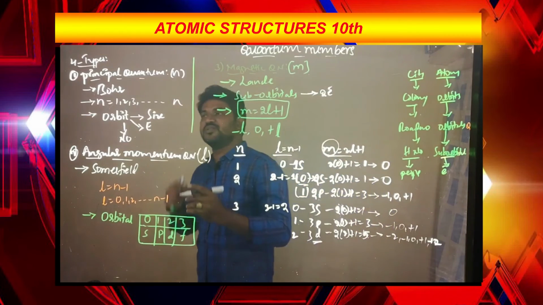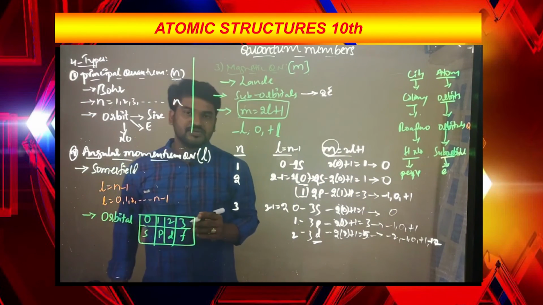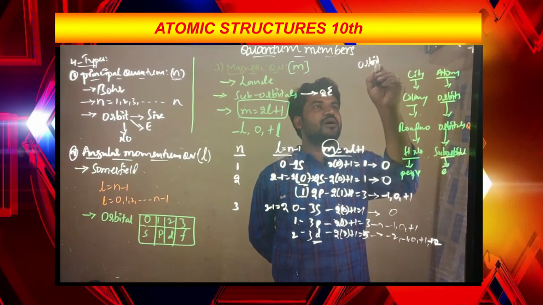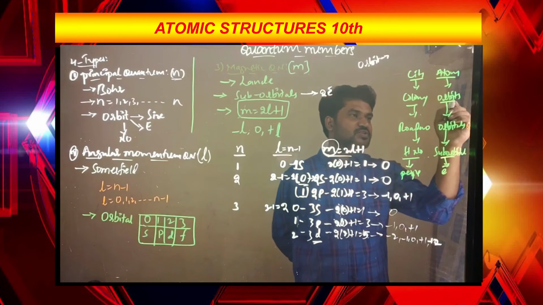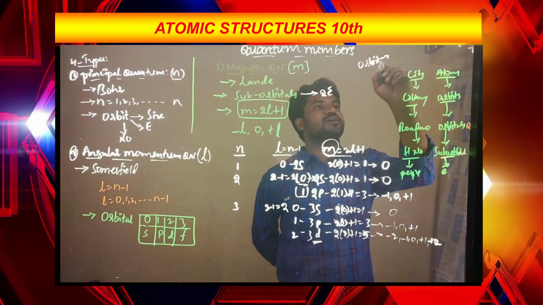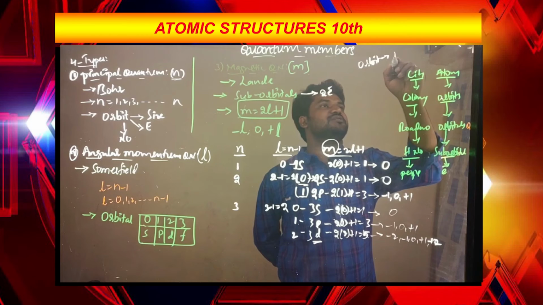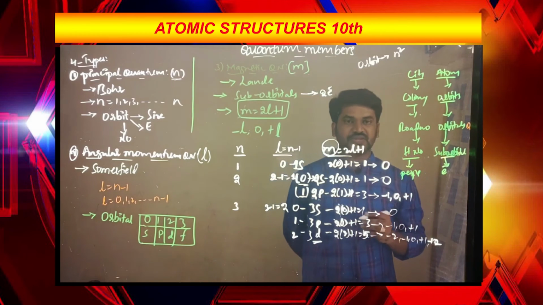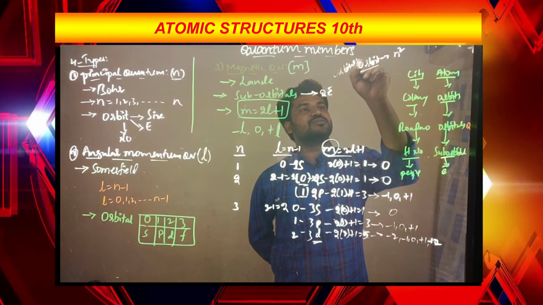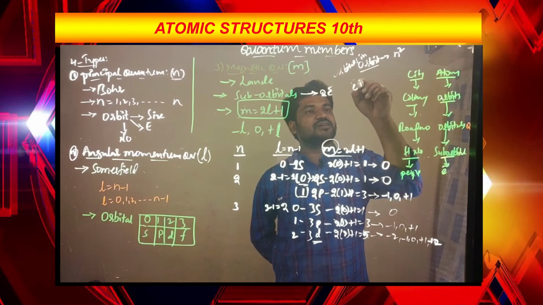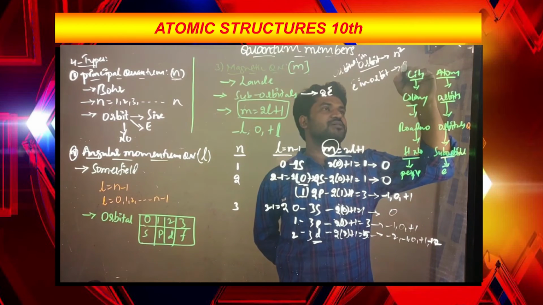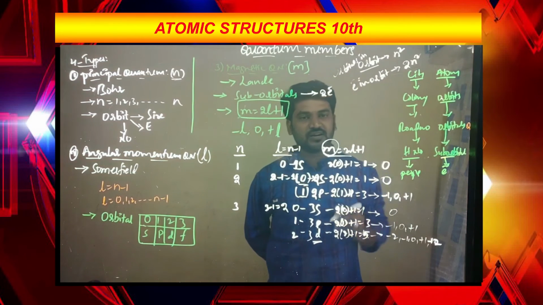And the next thing we need to remember is the number of electrons. In an orbit, how many orbitals will be there? Like we discussed, how many orbitals are there in an orbit? That is n square. Here I am writing it as orbitals in orbit. And next, electrons in an orbit. How many electrons will be there? That is 2n square electrons.